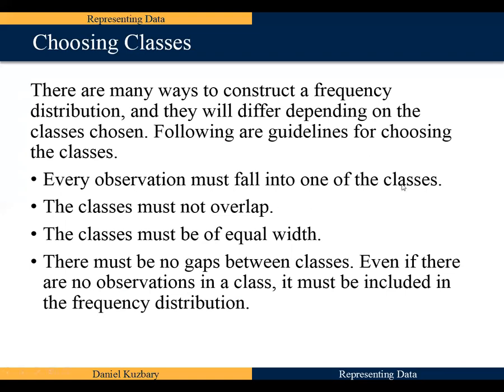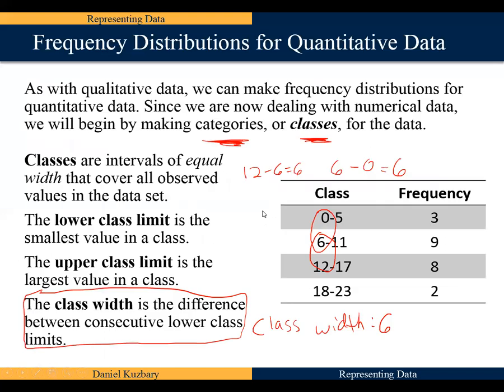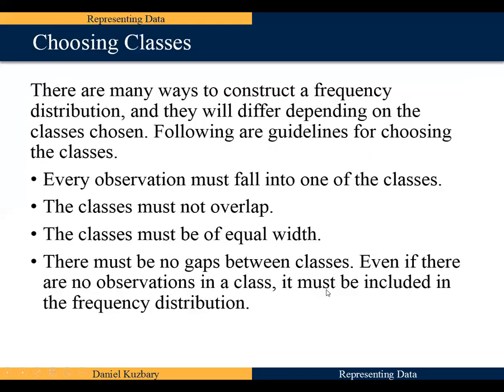So we want to make sure we include everything. We also want to make sure the classes don't overlap. So for instance, here, there's no overlap. Like this goes to 11, and then 12 starts, and then 17, then 18 starts. There's no overlap.